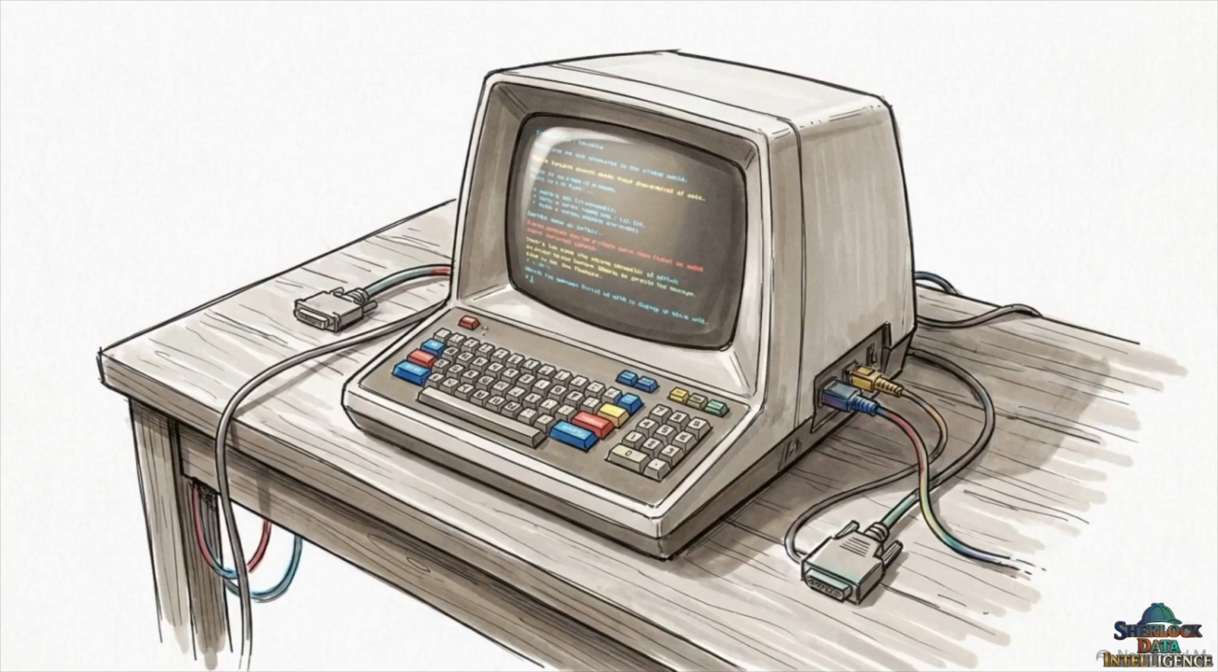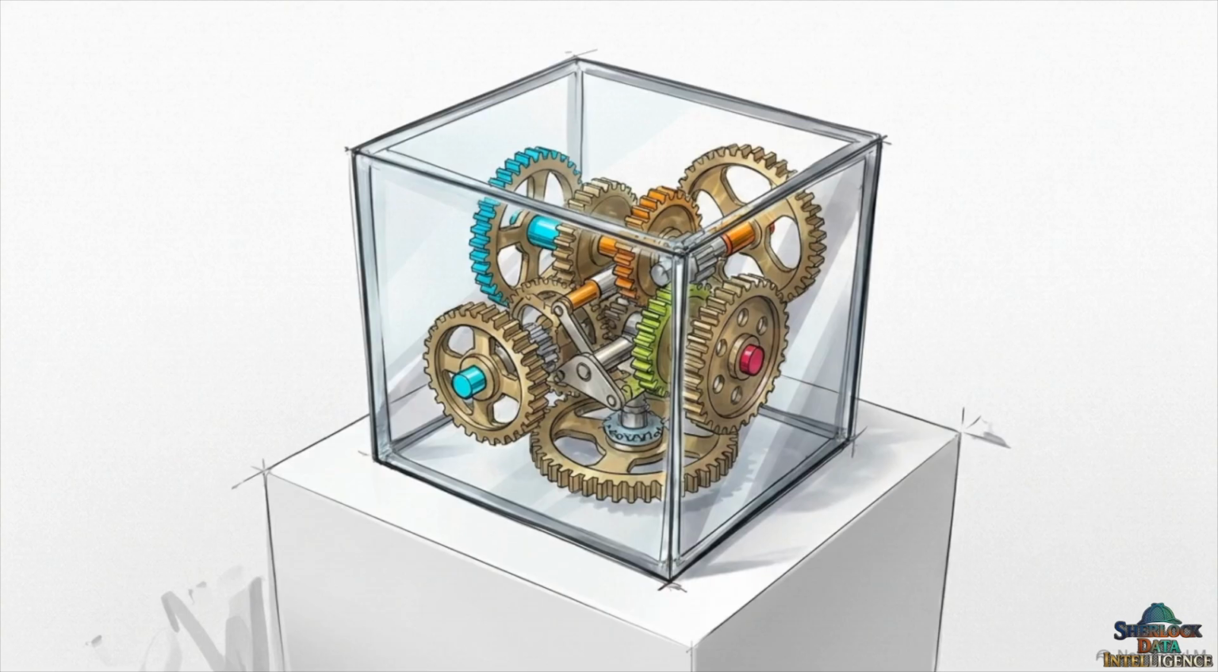For a long time, machine learning didn't work like this at all. We built models that were entirely transparent. You could look inside and see every gear turning. Think of them as a glass box.